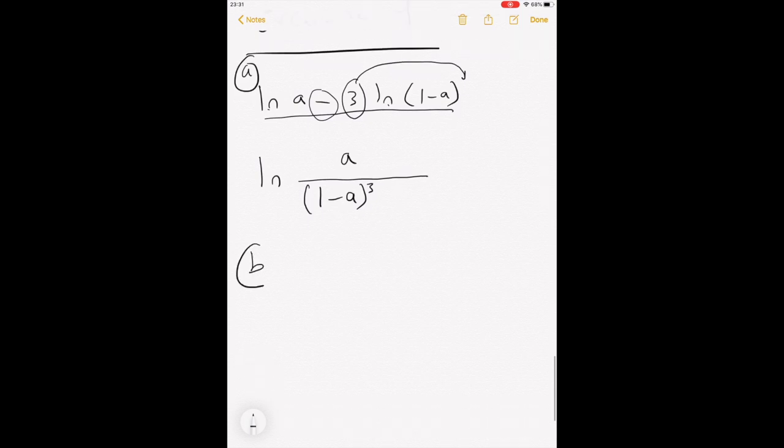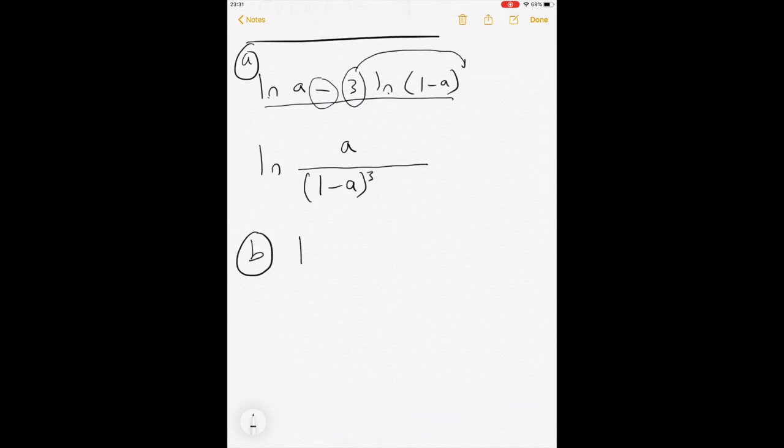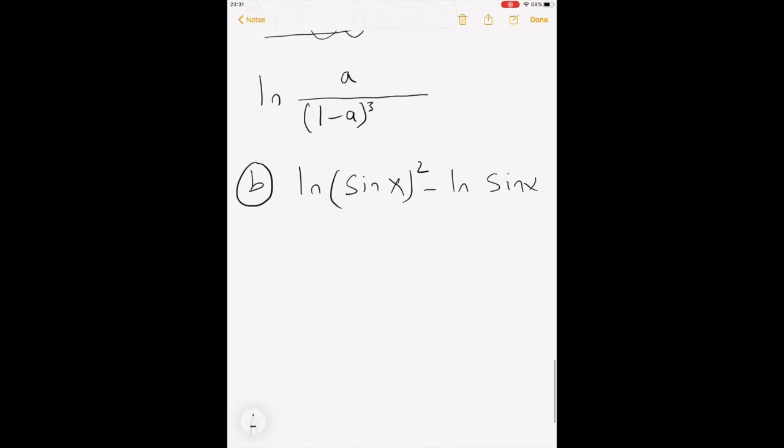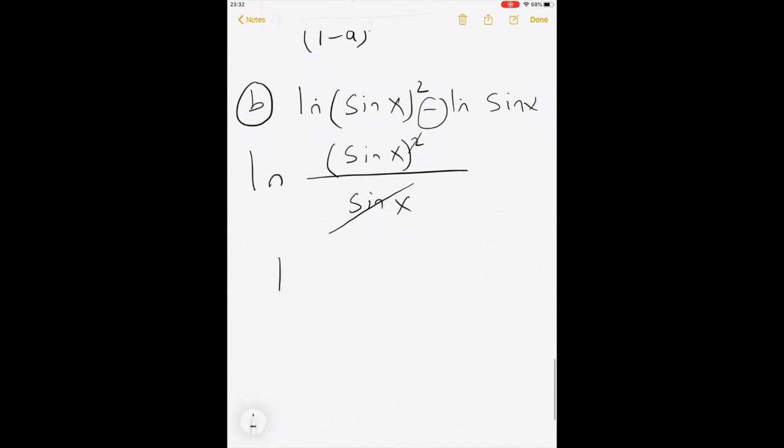Let's look at b. It says ln sine x, and then the whole thing is squared, minus ln sine x. Now again, you got the minus, that means I have a division, and I got the ln on both sides. That means I get a large ln here, sine x squared, divided by sine x, and then the whole thing goes with that. That means the answer is ln sine x.